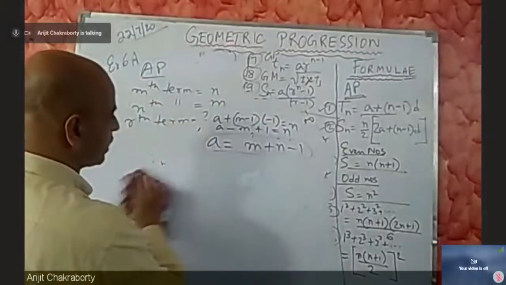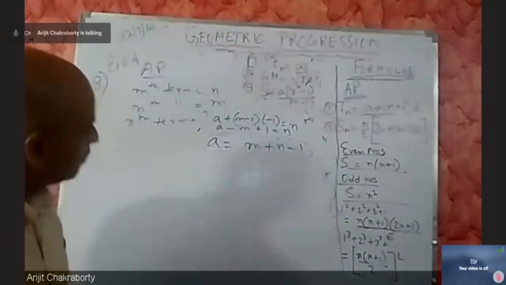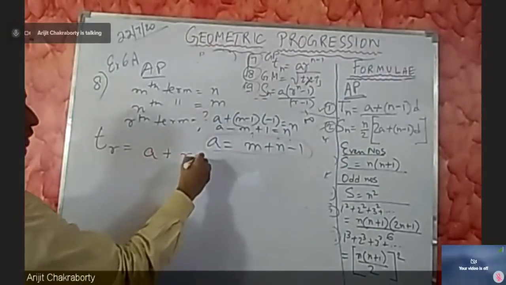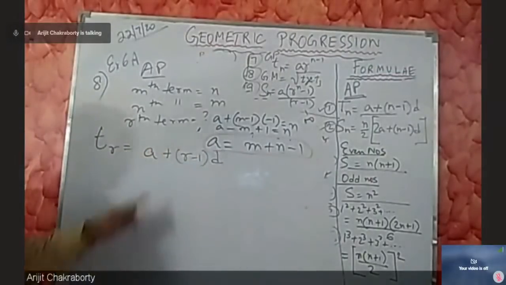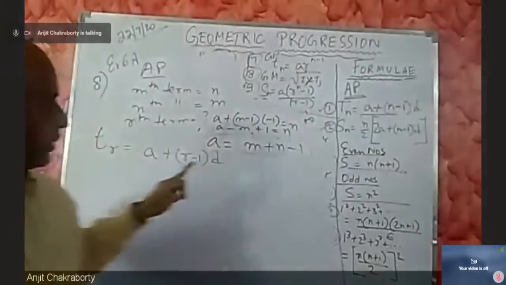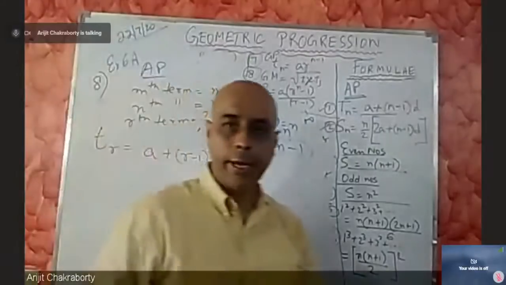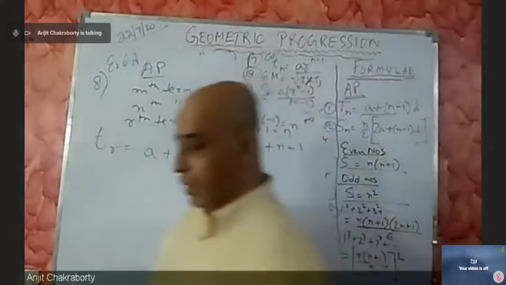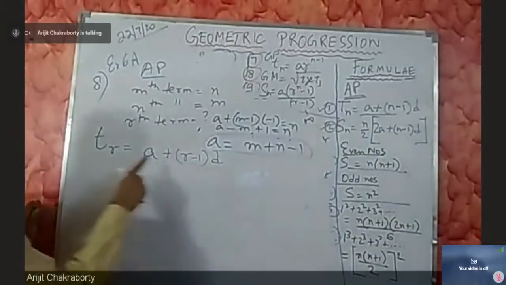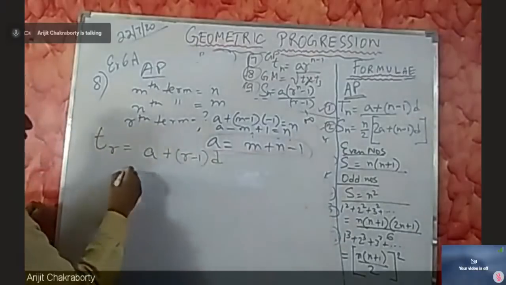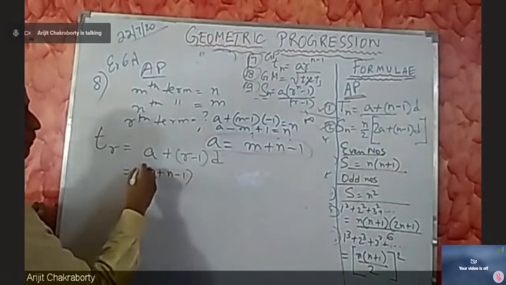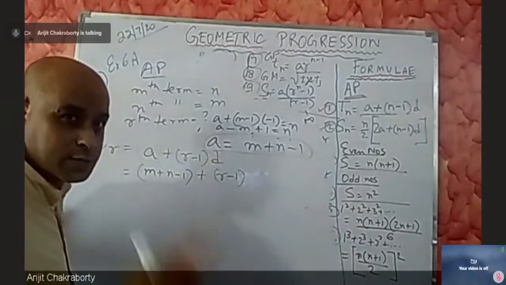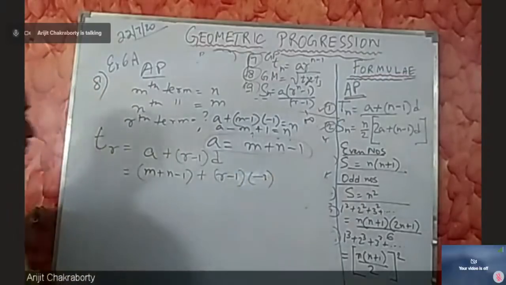Okay. So let us write the rth term. TR, the rth term, will be equal to A plus R minus 1 into D. Same thing, A plus R minus 1 into D. Okay, you are following? This is the toughest problem today, in fact. So A plus R minus 1 into D, but A we know is M plus N minus 1. So I write M plus N minus 1 plus R minus 1 and D we know is minus 1. We have calculated D as minus 1.